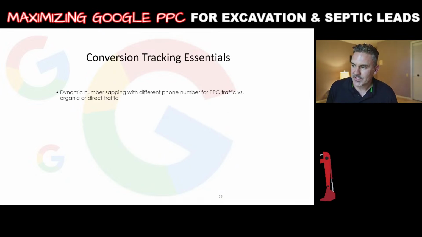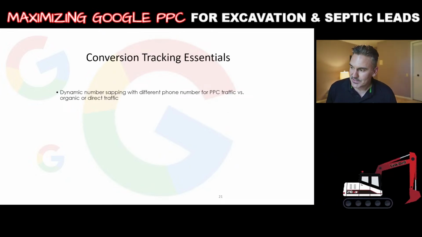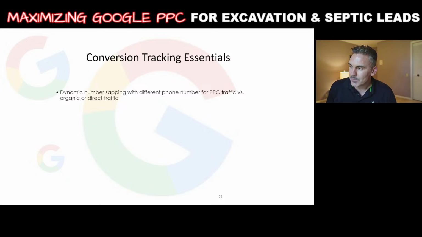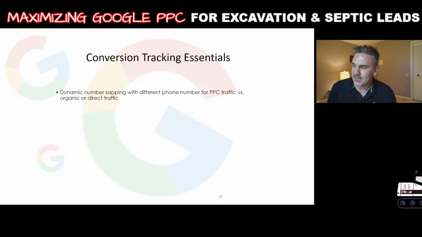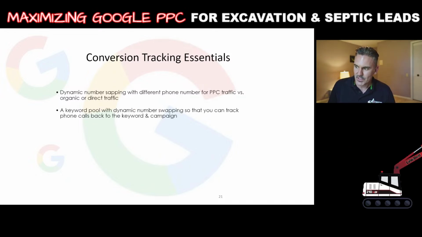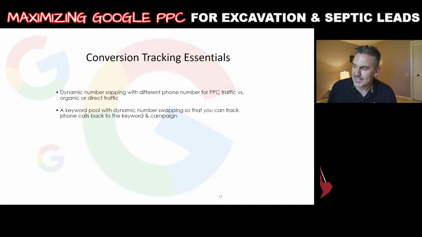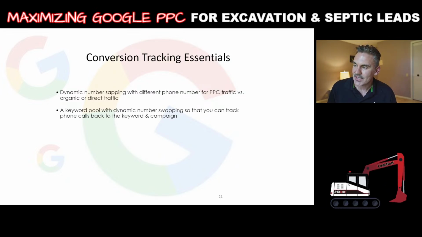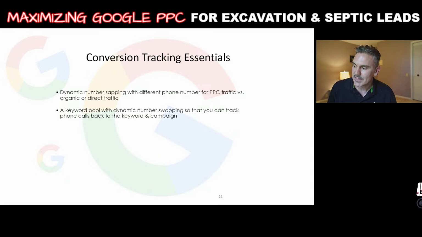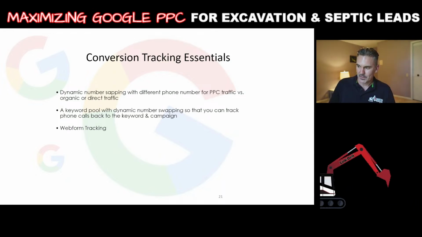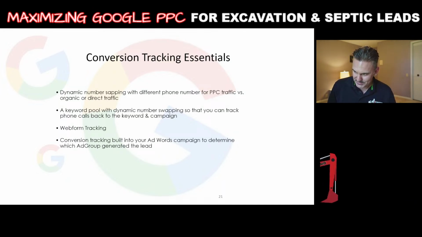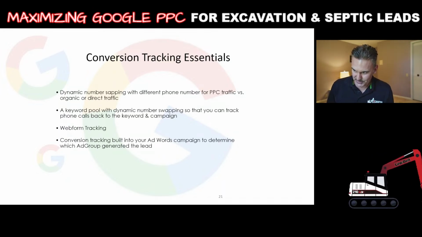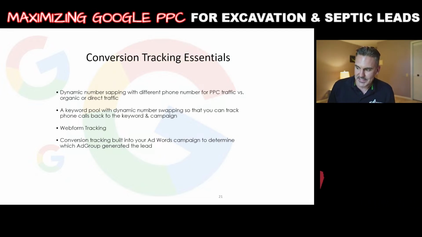Here are some essentials of conversion tracking for excavation and septic companies. Dynamic number swapping, with different phone numbers for pay-per-click traffic versus organic or direct traffic. You can use a keyword pool with dynamic number swapping so that you can track phone calls based on the keyword and campaign. You can use web form tracking and conversion tracking built into your AdWords campaign to determine which ad group generated the lead.